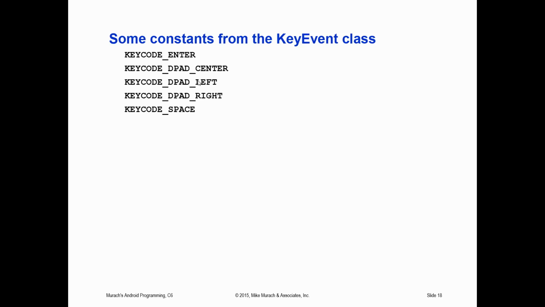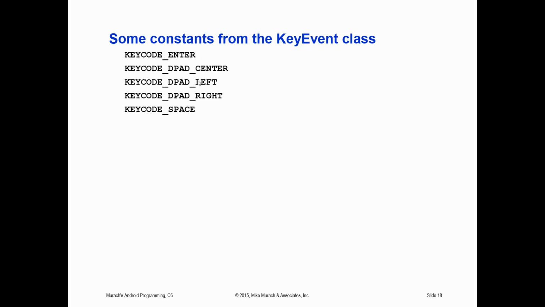D-pad left for the left key on the D-pad. D-pad right for the right key on the D-pad. And key code space for the space key on a hard keyboard. So the key event class has constants for basically every hardware key on the device.